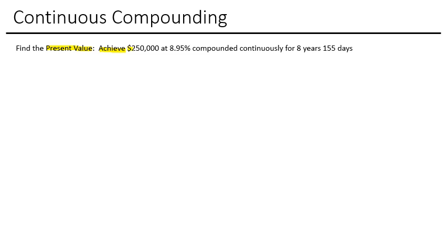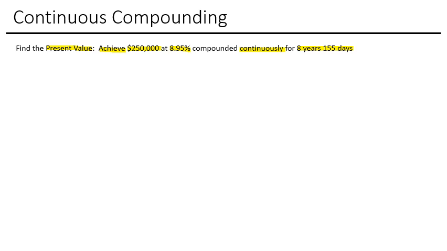So I want to achieve $250,000, 8.95%. This is compounded continuously. We're going to talk about that. And a really weird 8 years, 155 days. Okay, so a lot of things to talk about here.